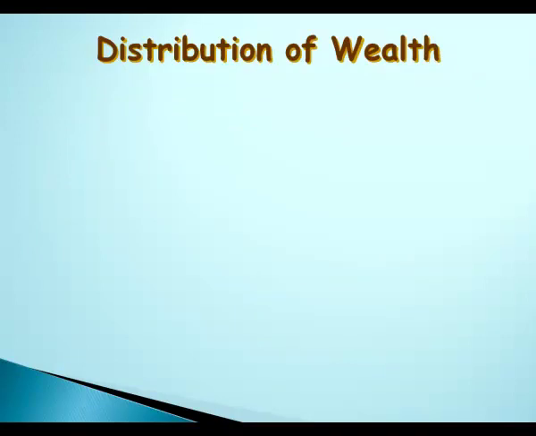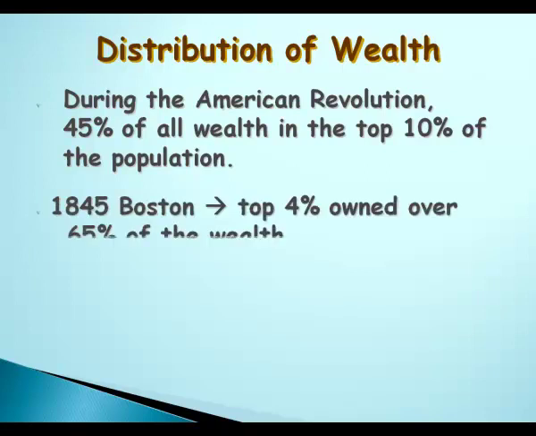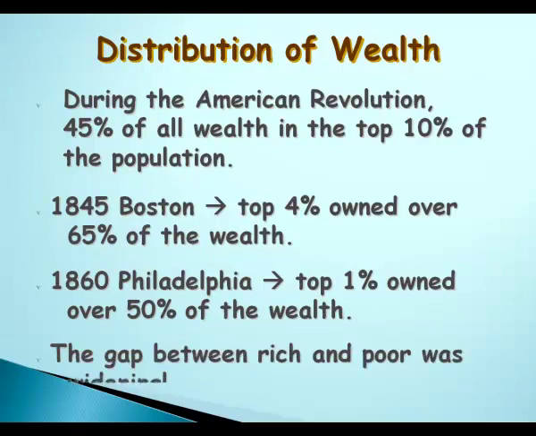Oh, now this is a hard one. Distribution of wealth. During the American Revolution, almost half of all the wealth in the country was in the top 10% of the population, which are basically our founding fathers. By 1845, in Boston, the top 4% of the population owned over 65% of the wealth. And it gets worse. In 1860 in Philadelphia, the top 1% owns over 50% of the wealth. So this gap between the rich and the poor is widening here, between the haves and the have-nots.